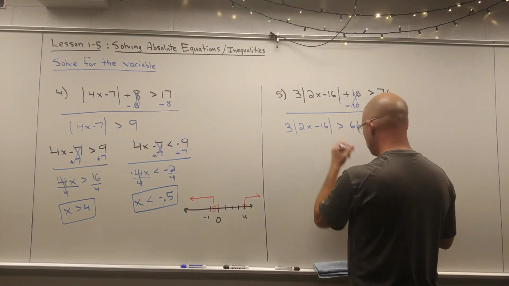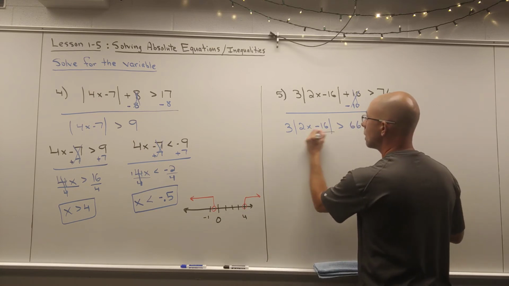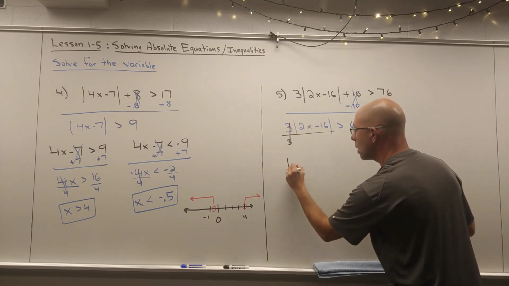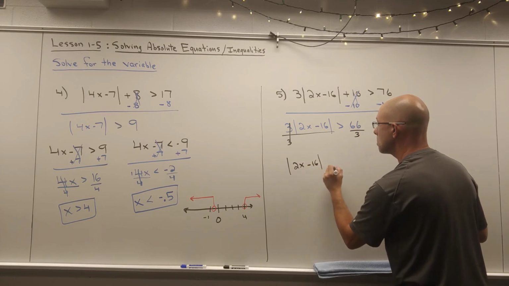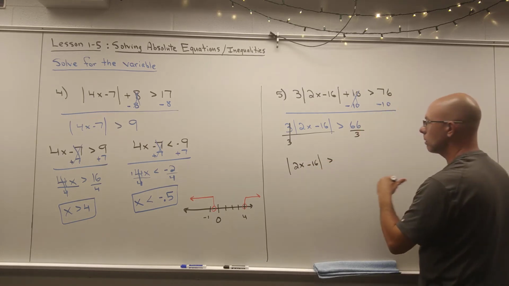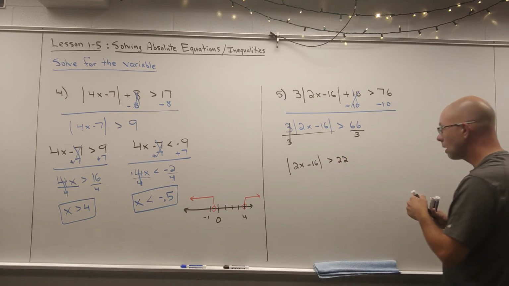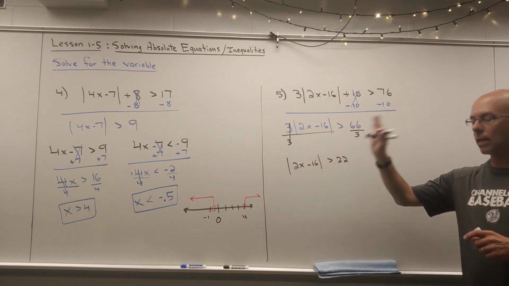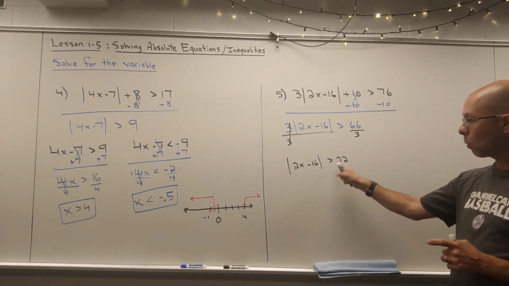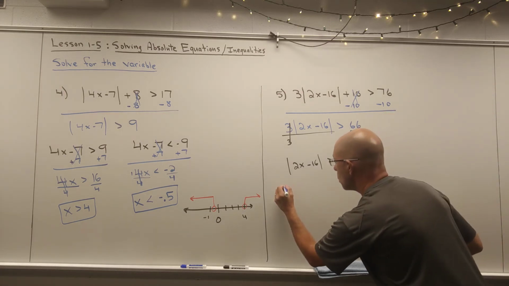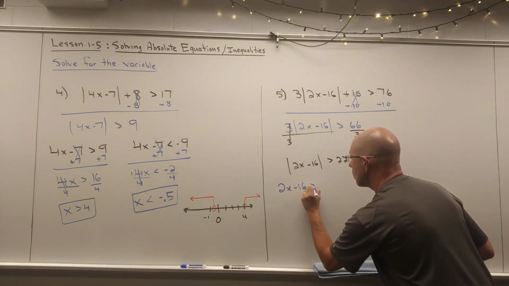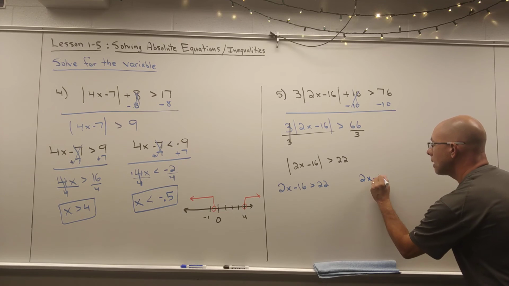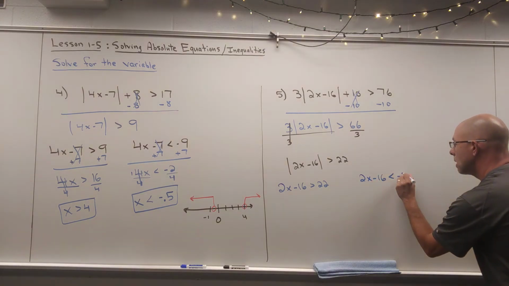Divide both sides by 3. Three divided by 3 is 1, so one of these little 2x minus 16 absolute value groups greater than 66 divided by 3 is 22. Okay, now we have the absolute value isolated. Now we're ready to write the two problems. Problem number 1 being what you see, as is: 2x minus 16 greater than 22. The other question being 2x minus 16 less than negative 22.